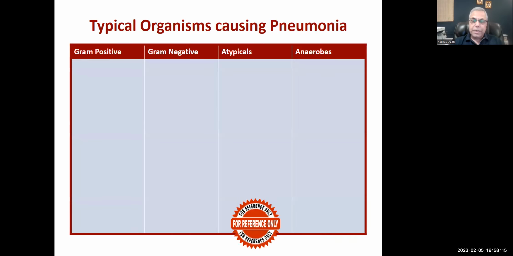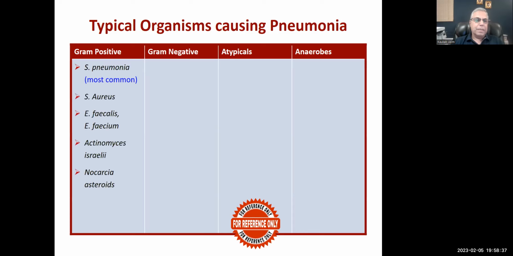Now here in this slide, I'm giving you the typical organisms that cause pneumonia. I'm giving you gram-positive, gram-negative, atypicals, and I'm going to show you a lot of organisms in the coming slide. But these I have kept for reference only because it is very difficult to memorize the names of all the bacteria, but some of them will be included in the examination.